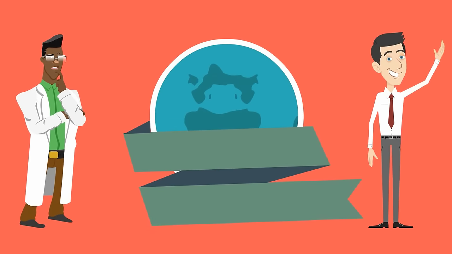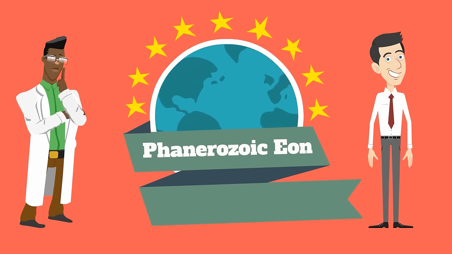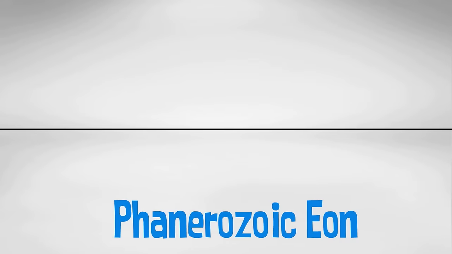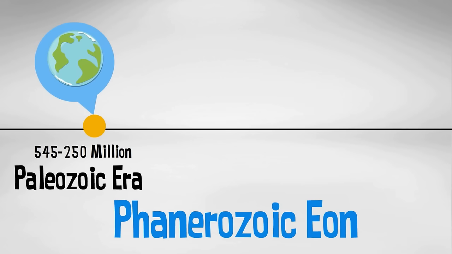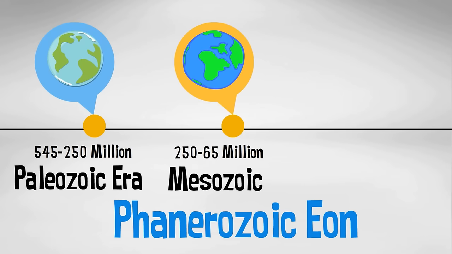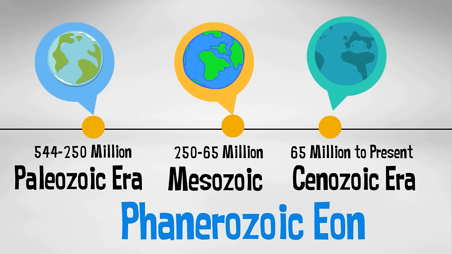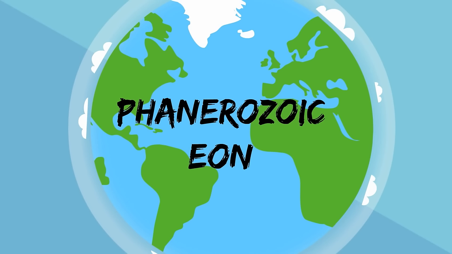In this video, I'd like to talk about the Phanerozoic Eon. The Phanerozoic Eon consisted of three eras: the Paleozoic era, which was 545 million years ago; the Mesozoic era, which was 250 million years ago; and the Cenozoic era, which was 65 million years ago. So let's take a look at some highlights of the Phanerozoic Eon on the geologic time scale.